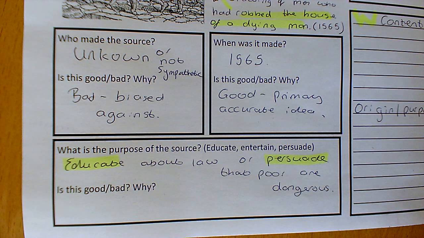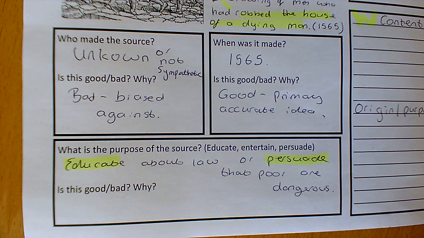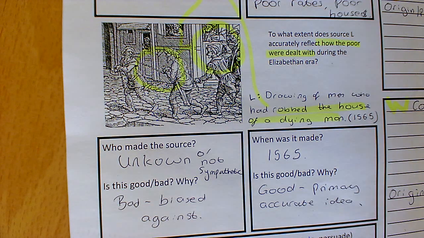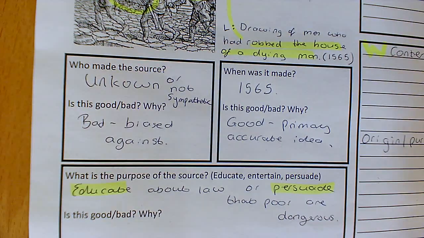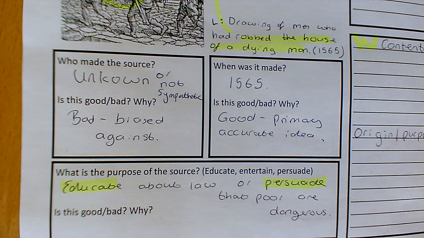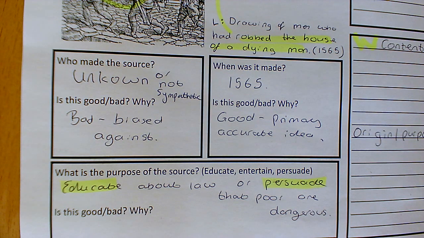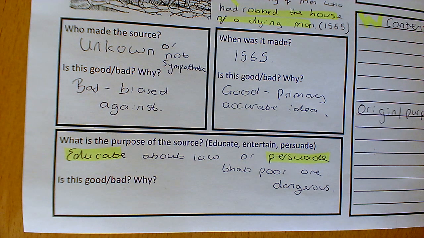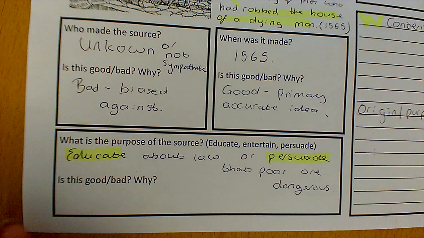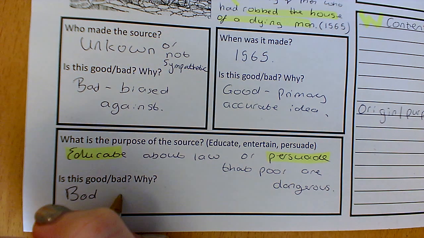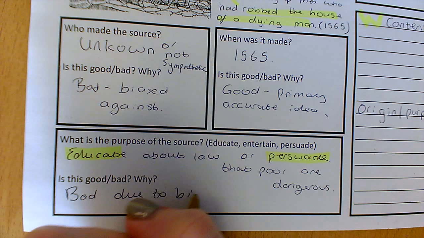So I've said this one is kind of trying to educate us about the law, or educate us about how the poor are being dealt with, because it's showing us how they're being dealt with. And then I've also said, because we thought it's not very sympathetic towards the poor, that maybe the purpose is to persuade us that the poor are dangerous and should therefore be dealt with harshly. So is this good or bad? I would say this is probably the bias is winning out. So I would say bad due to bias.